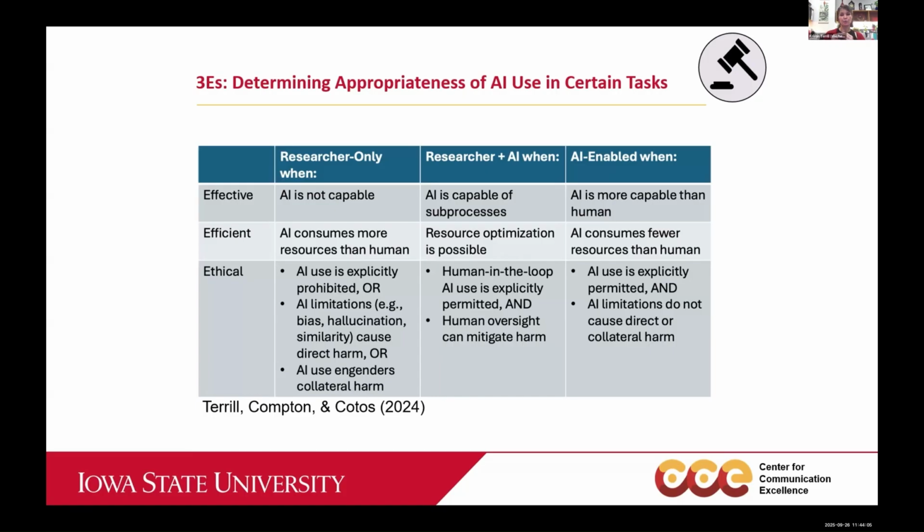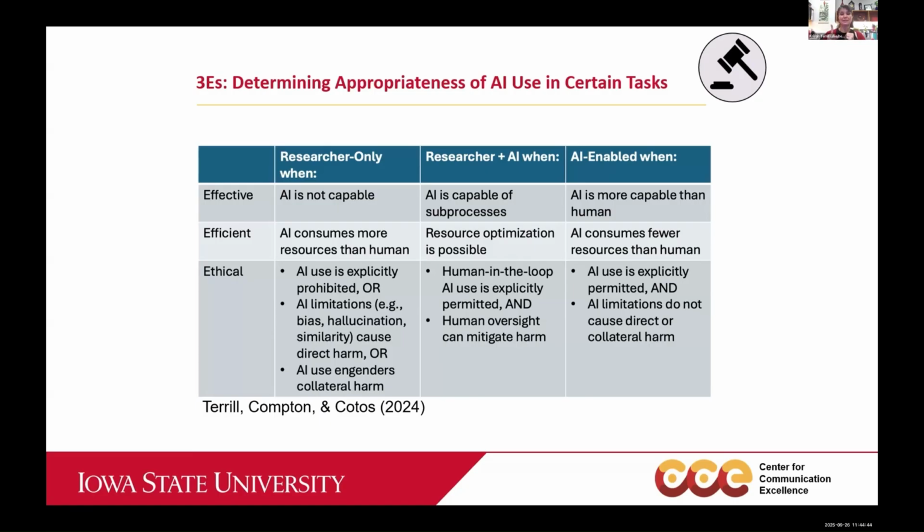And then if the AI is more capable than the human, even in light of its biases, that is evidence that you can just take your hands off the wheel and say, okay, go ahead, AI enabled. And then similarly, the second row is efficiency. If it consumes more resources than the human, that's a reason why you might not use it, just do researcher only. If resource optimization is possible, again, maybe you can trade the work or oversee it in some way, then that would be a case for researcher plus AI. And then if the AI consumes fewer resources than the human, it could be AI enabled.